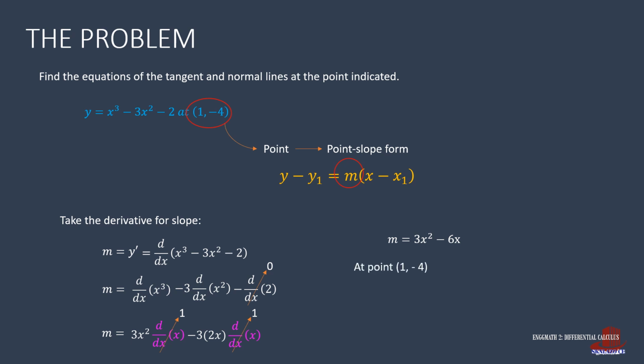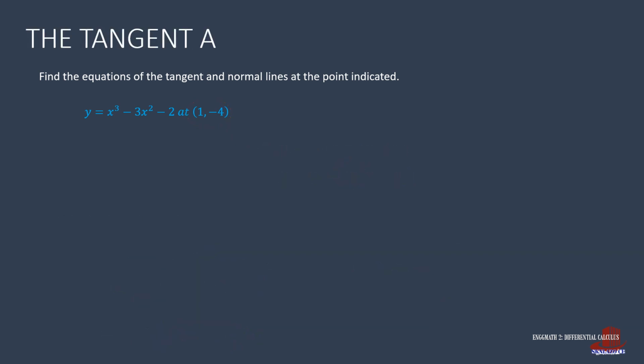And taking the relative slope at point (1, -4), m is equal to 3 times 1 squared minus 6 times 1, which gives negative 3. Now we are ready to look for the equations of tangent and normal lines.